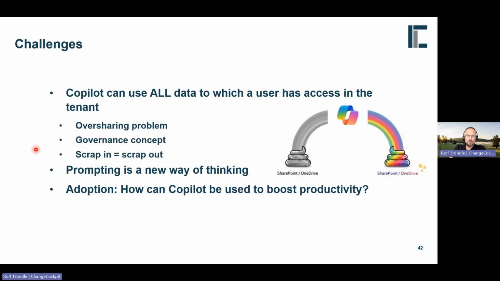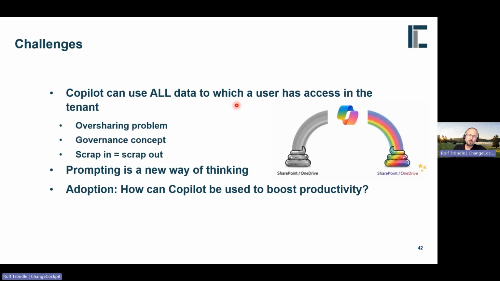Then using governance concepts, and garbage in equals garbage out. That's why we need to see which sites we perhaps should also exclude from Copilot because there is only old and stale data in there. Prompting for user adoption. Prompting is some kind of new way of thinking.